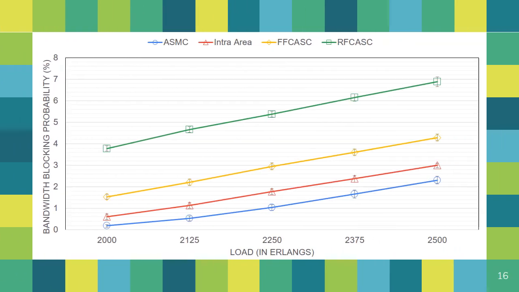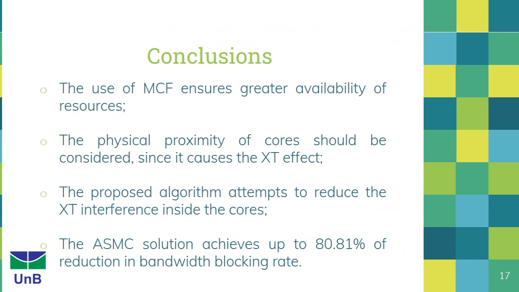Also, we evaluate the bandwidth blocking probability, which is the sum of total blocked bandwidth divided by the sum of total generated bandwidth. Here we can see that our proposal also has a smaller blocking. While the worst competitor has blocking around 7% for the highest load, our proposal has a blocking around 2% for the highest load.